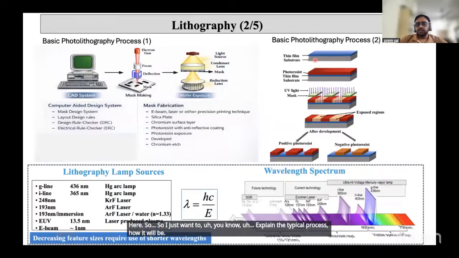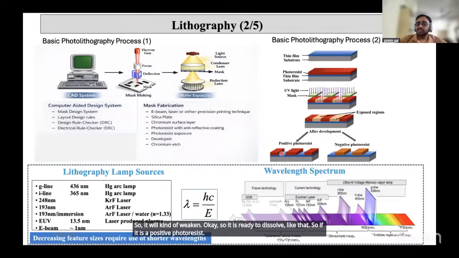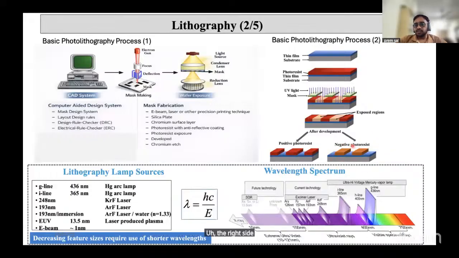If you see, there's the film, and you have photoresist, and this is the mask. You see, these greens are the mask. It will allow light only in these areas. Once the resist, this red one is photoresist, is exposed, it will weaken, so it is ready to dissolve like that. If it is a positive photoresist, the exposed areas will get developed and dissolved into the developer.